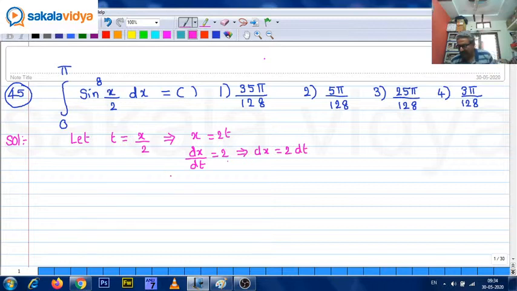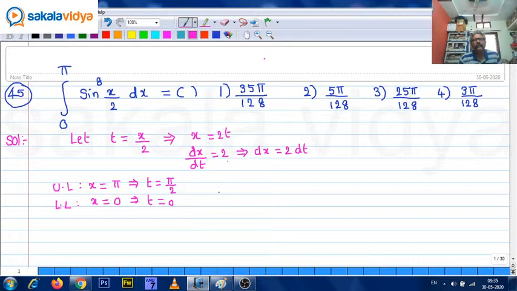Now we need to change the limits also with respect to the substitution. Upper limit: x is pi, so t becomes pi by 2. Upper limit changed to pi by 2. Lower limit: x is equal to 0, so t becomes 0 by 2, which is 0.